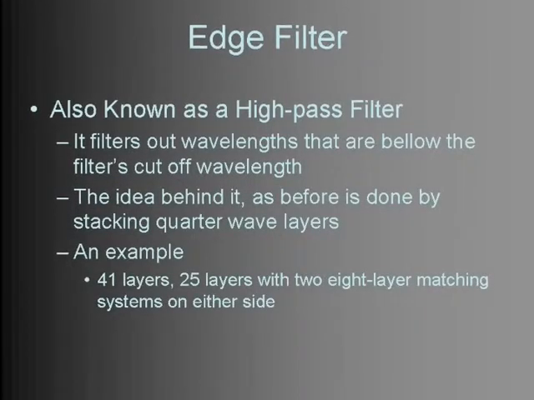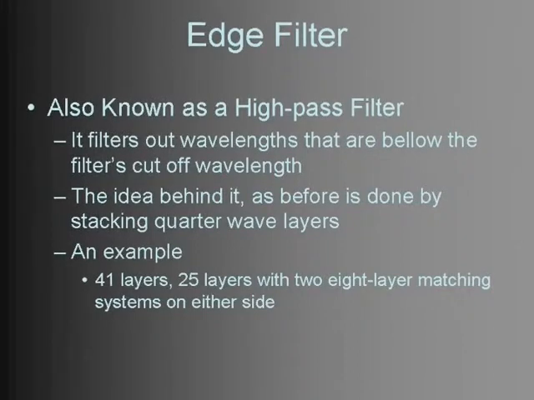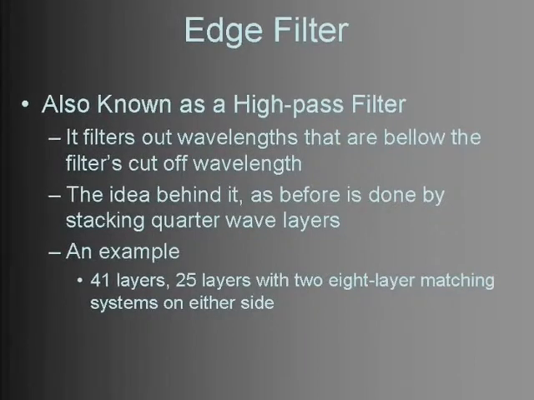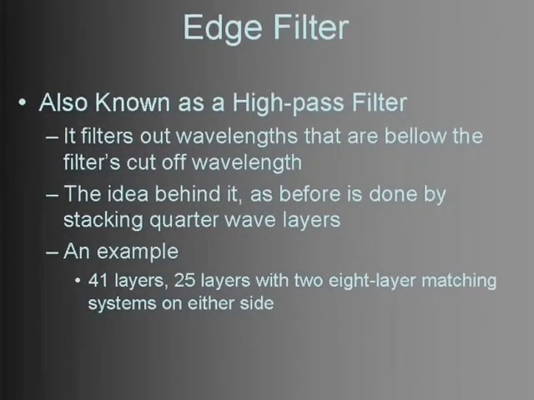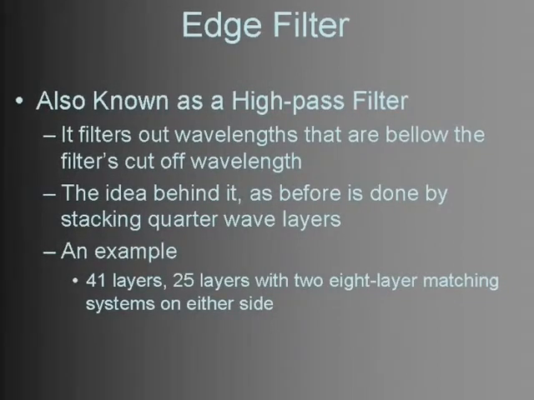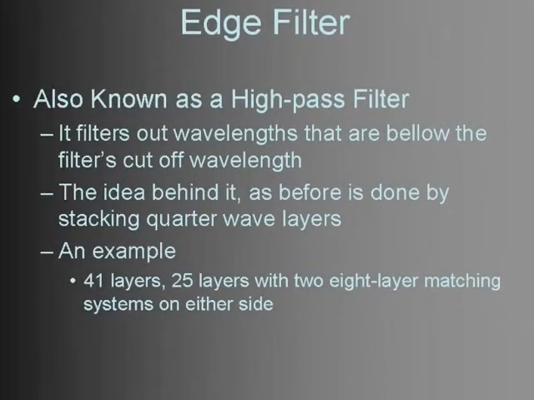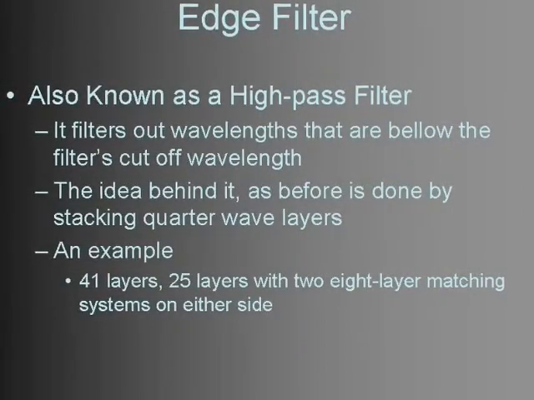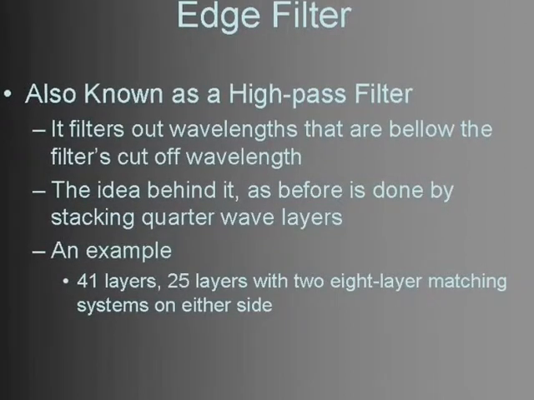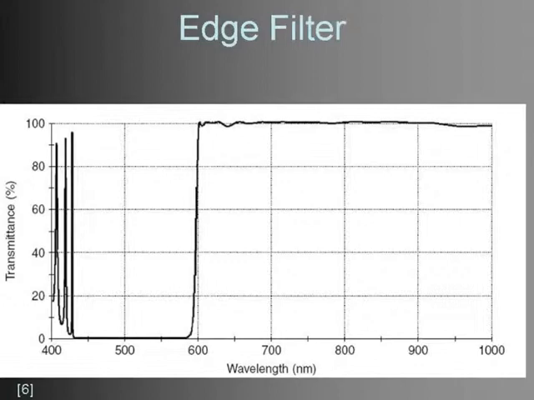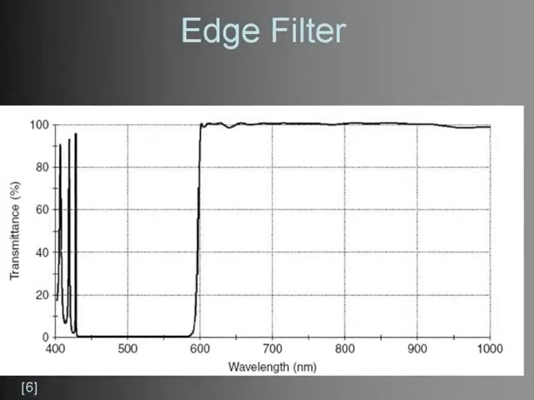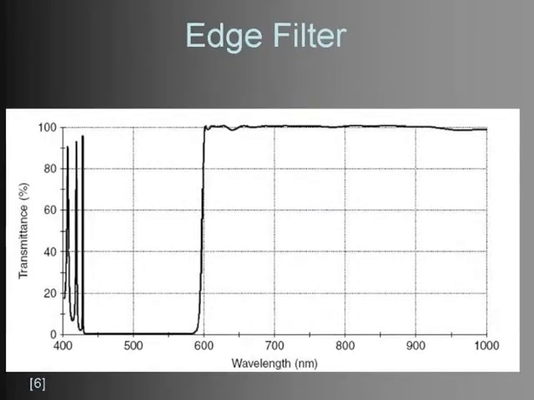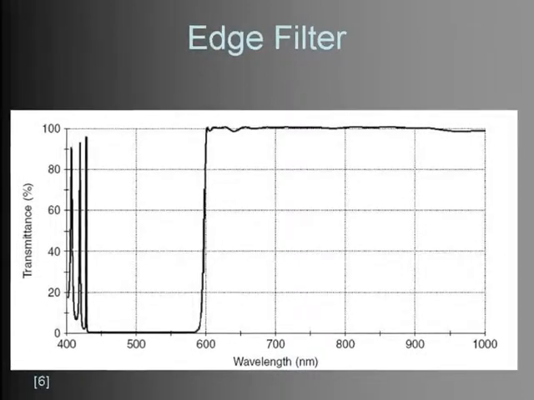Now we move on to another filter, the edge filter. The edge filter is pretty much what it sounds like. It blocks an edge of a spectrum. As before, this kind of filter is made by stacking quarter wave layers on top of each other. But now the stacking gets a little bit more complex. For the example that we have, it has 41 layers, and at the core we have 25 with 8 layers on either side. The plot for the edge filter: from the plot we can see that from 440 to 600 the light was pretty much blocked all the way. And as before, this filter will only work for a certain range of wavelengths.